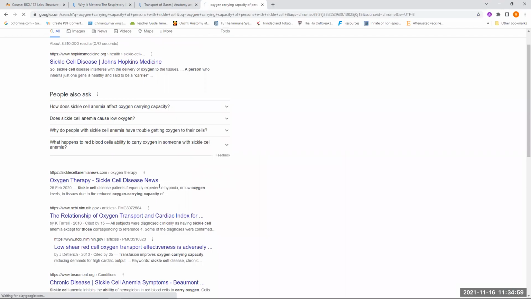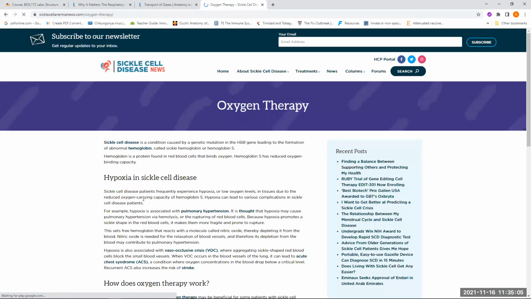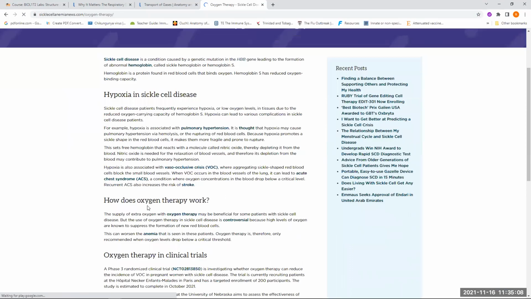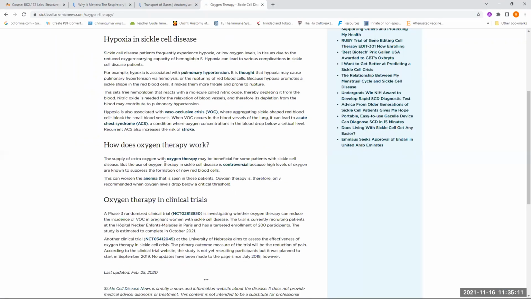Right, so if you notice here, sickle cell disease patients experience hypoxia, or low oxygen level in tissues. Bottom line, they do. So for them, they have to do oxygen therapy. One of the things that help them is to increase the level of oxygen. I myself have never known someone with sickle cell, so I don't know if having an oxygen exchanger or something to that effect would actually help them. But definitely they experience hypoxia, which is low concentration of oxygen in their blood.